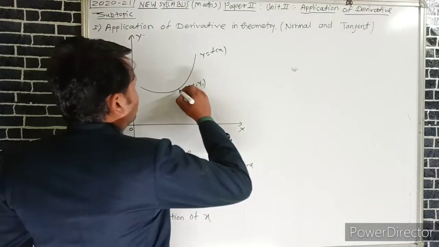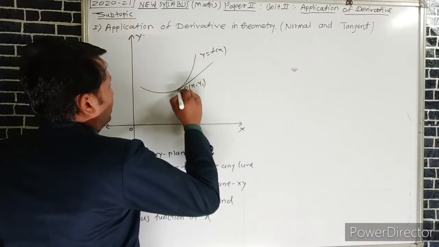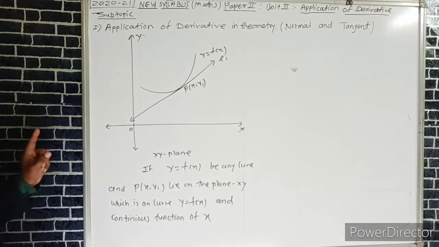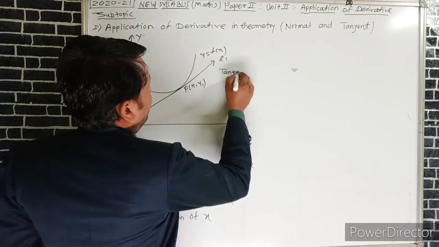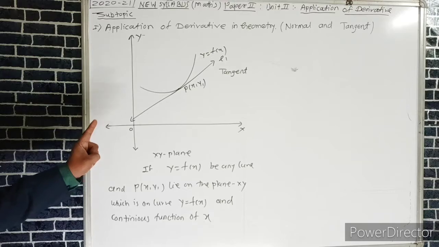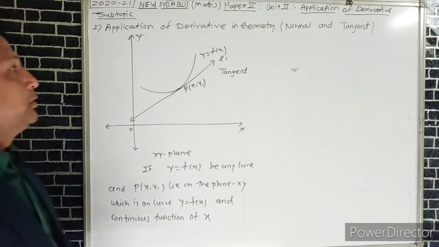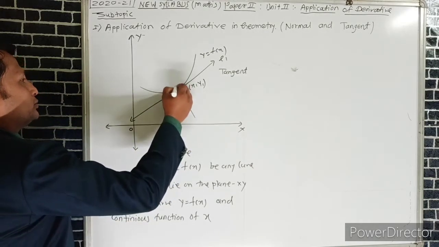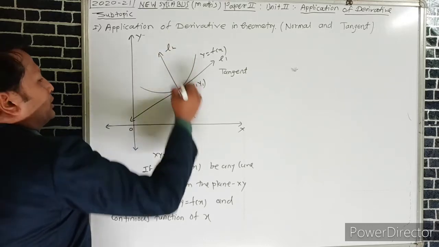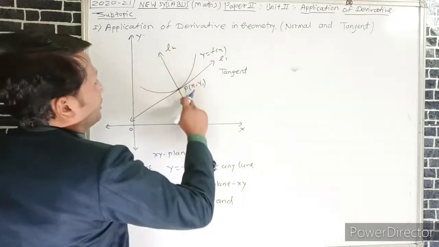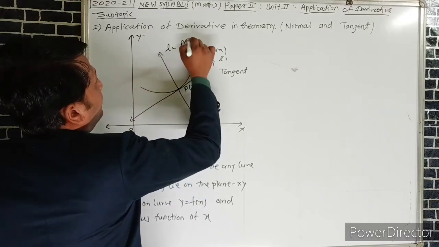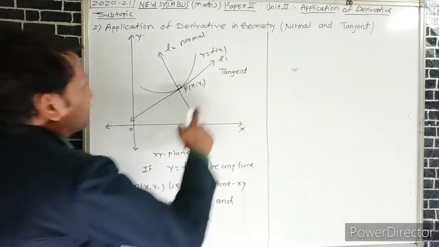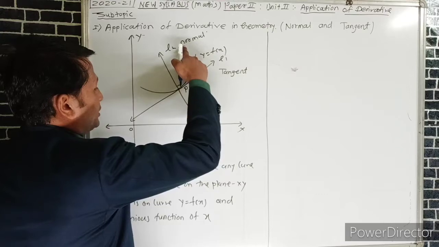The line which intersects point P, we consider L1. This line L1 is called the tangent of the curve. Now we know about the normal: the line which is perpendicular to the tangent. So we consider L2, the line perpendicular to the tangent, is called the normal. So it is clear that L1 is the tangent and L2 is the normal.